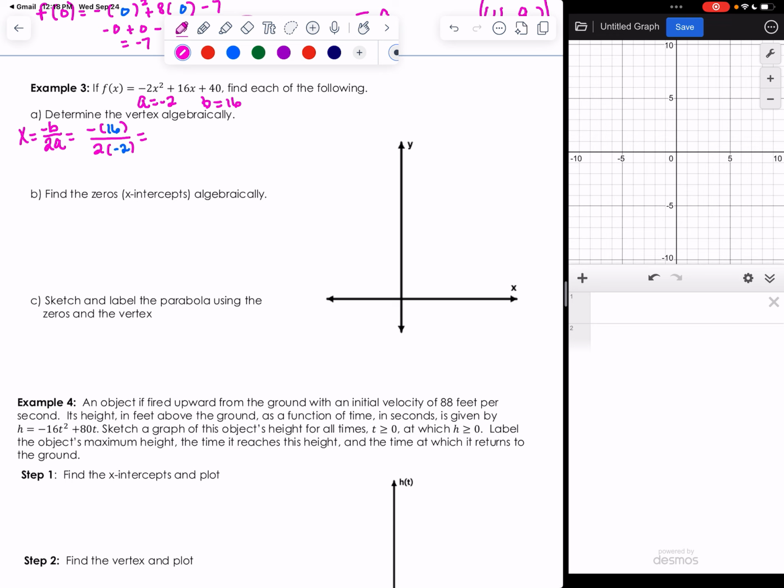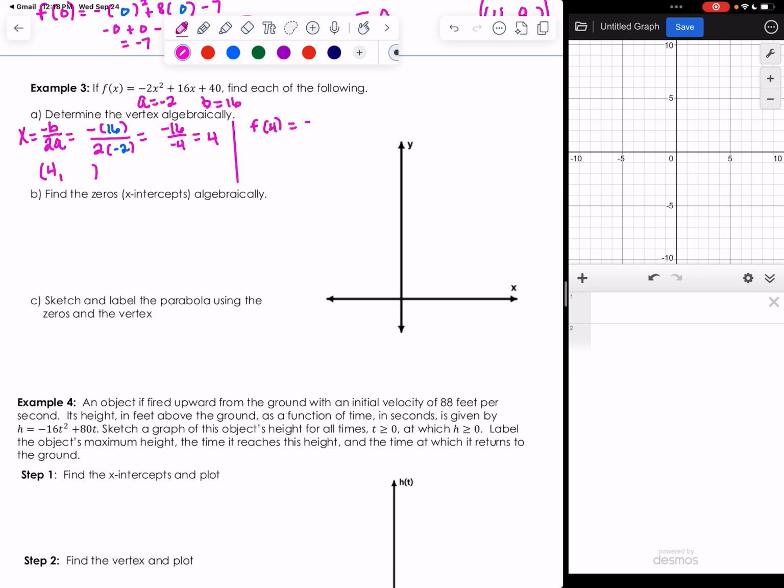The opposite of positive 16 is negative 16. 2 times negative 2 is negative 4. And negative 16 divided by negative 4 is positive 4. So I know my vertex is going to be at 4 comma something. Now to find the comma something, I want to evaluate the function for f of 4.